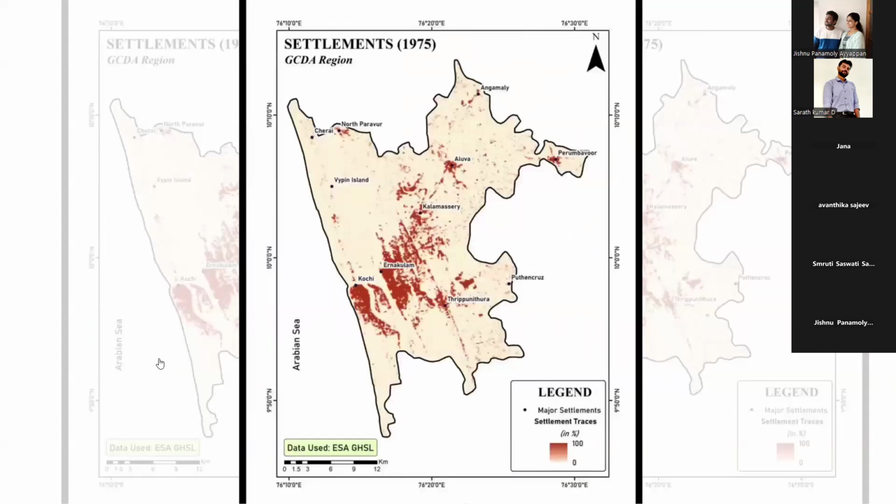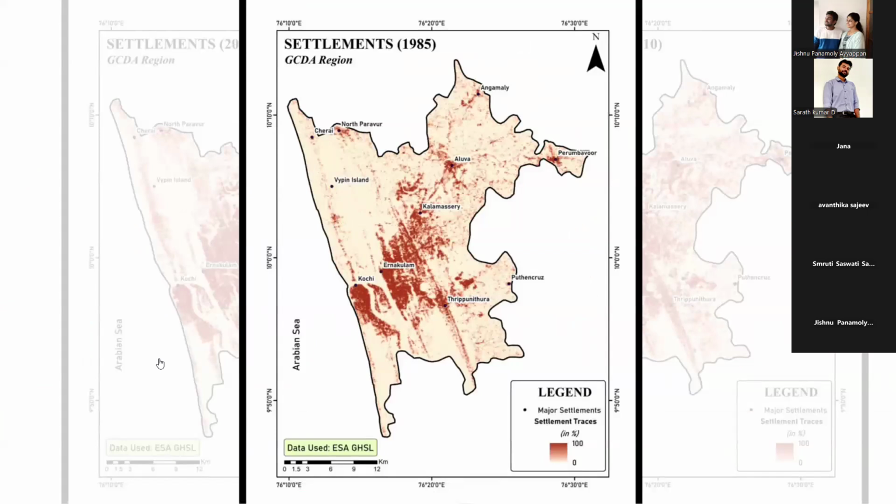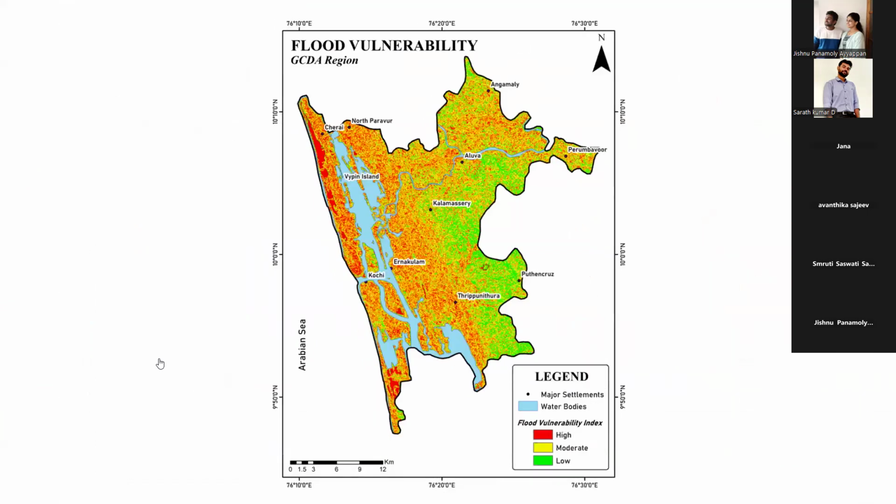And this is the flood vulnerability map after the assessment, where we can see it is highly vulnerable around the water body, that is Vembanad Lake. Usually, during high tide time, Kochi city is highly prone to flood.